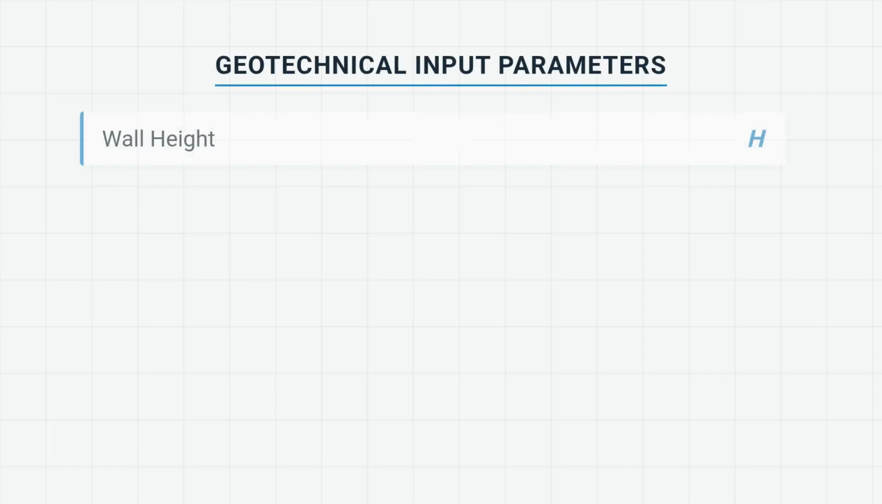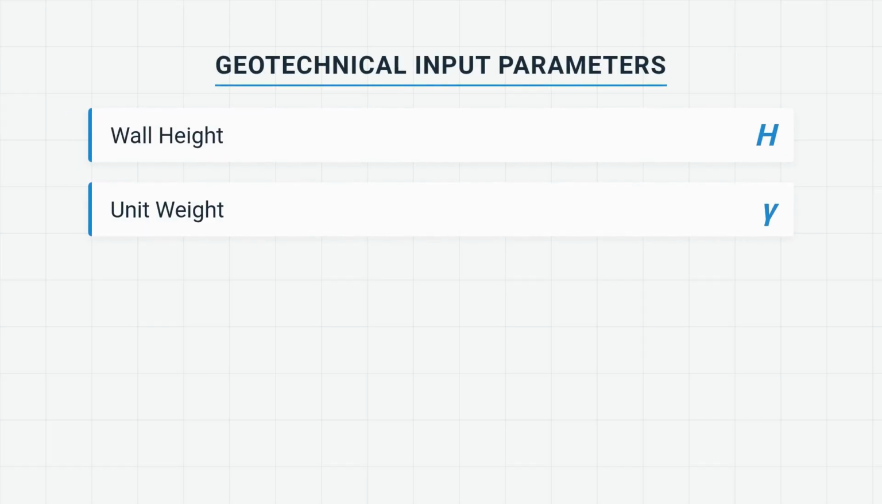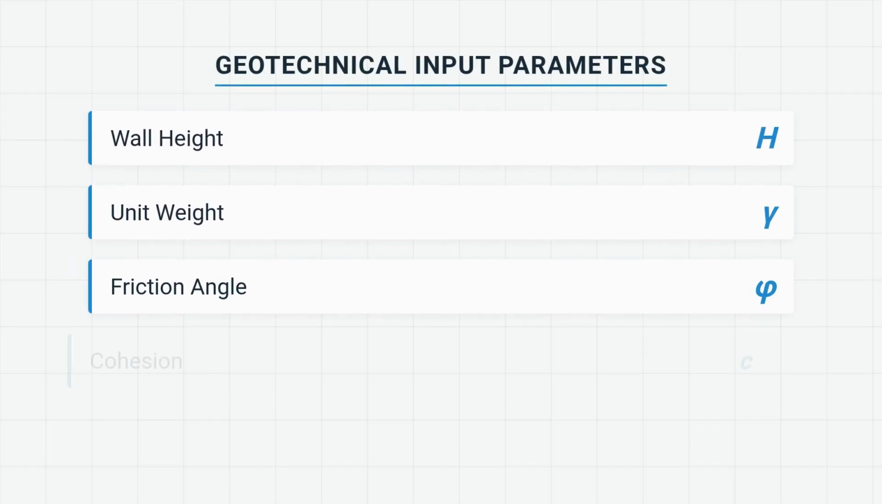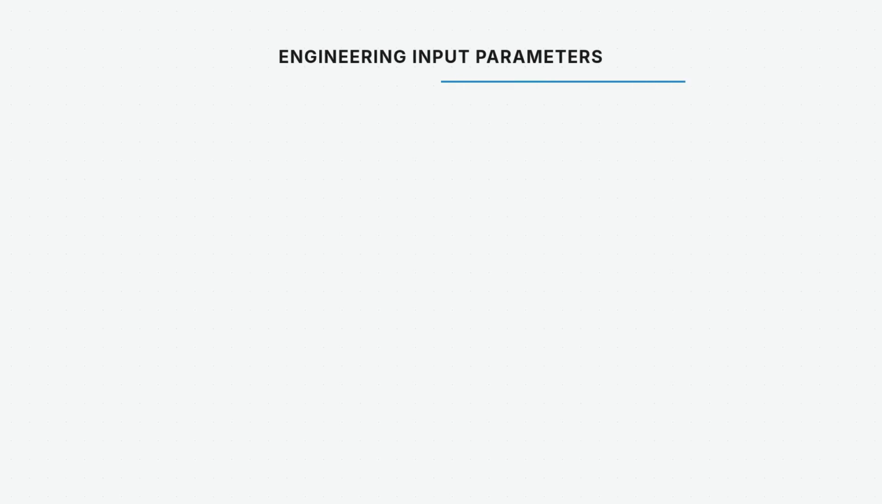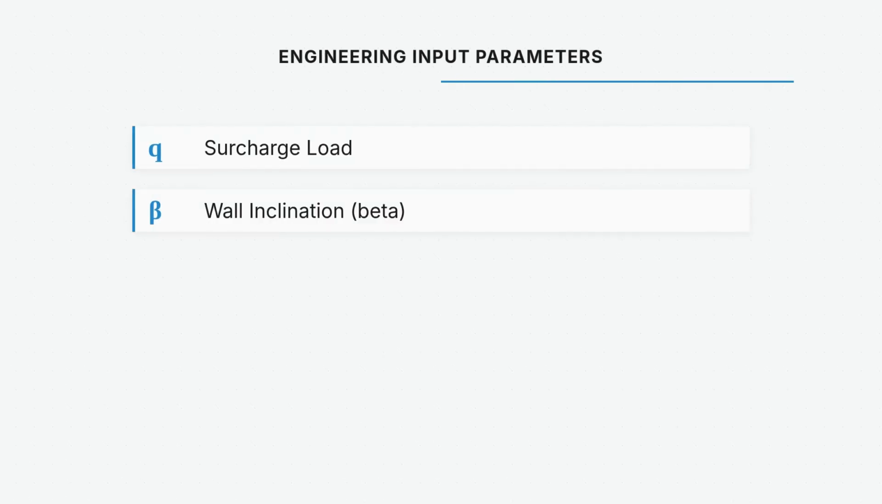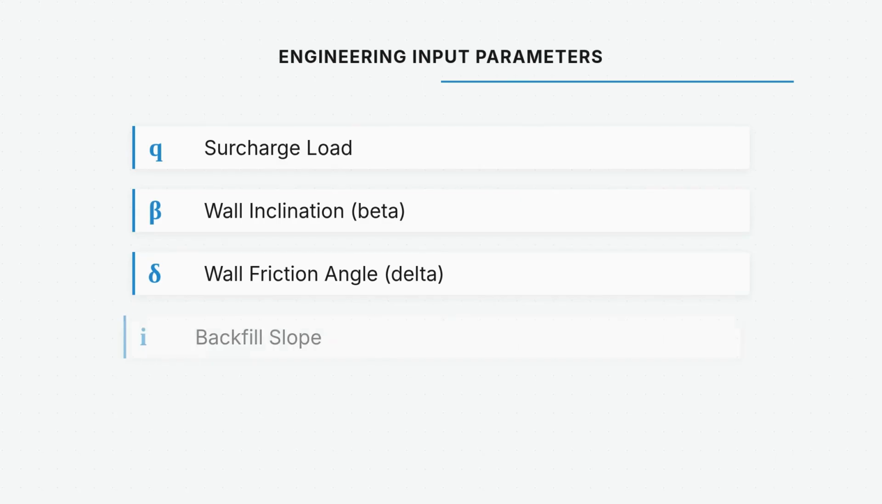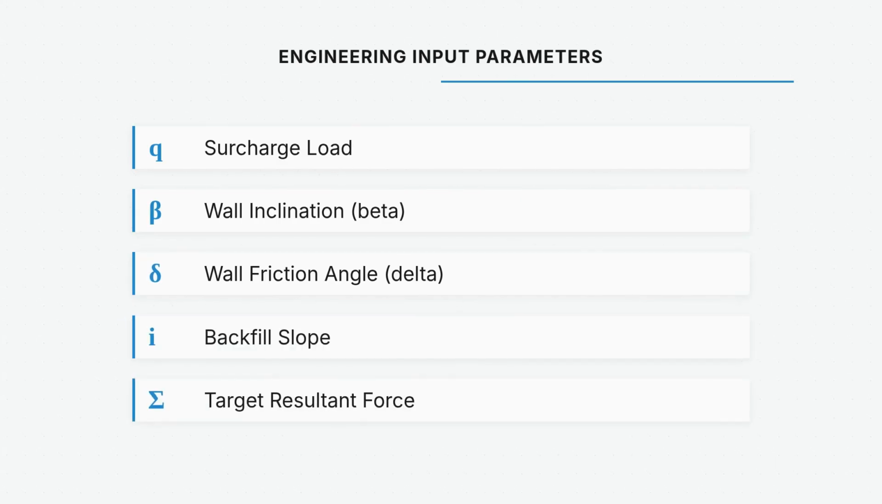The input fields are wall height h, unit weight of soil gamma, angle of internal friction phi, and cohesion c, surcharge load q, wall inclination beta, wall friction angle delta, backfill slope I, and target resultant force.